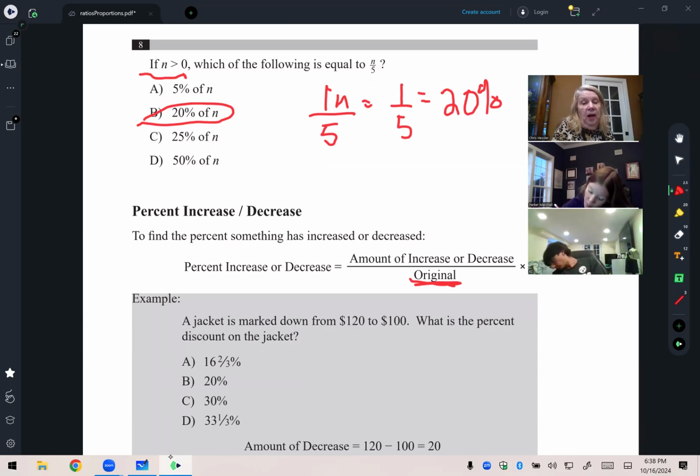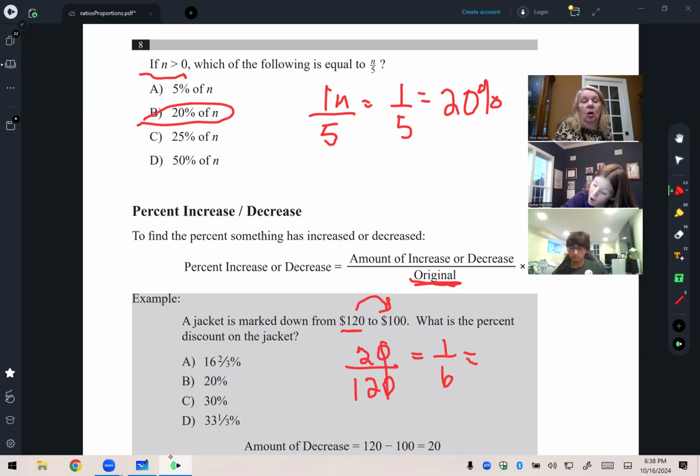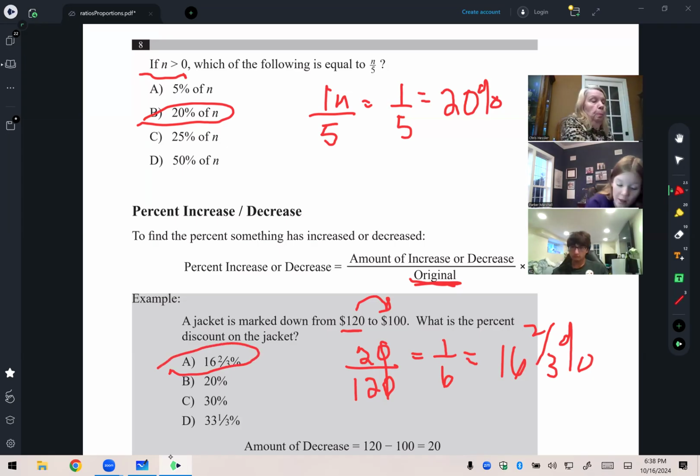So I go to buy a jacket. It goes down $20. So it's 20, but it's always over the original, which is the 120. So the jacket went down 1/6 or 16 2/3%. Okay.